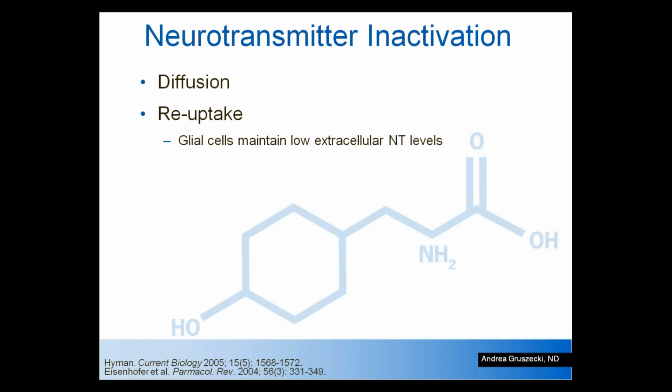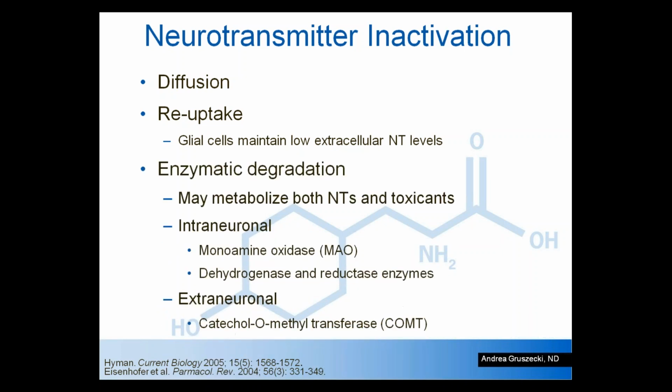Inherited variation in transporters can affect neurotransmitter levels and also affect behavior, mood, and attention. They can also affect the risk for neurodegeneration. And the last way to inactivate a neurotransmitter is to degrade it by different enzymes. Enzymes that degrade neurotransmitters also may degrade hormones or toxicants from the environment, so they're very busy multitasking, trying to keep us balanced.